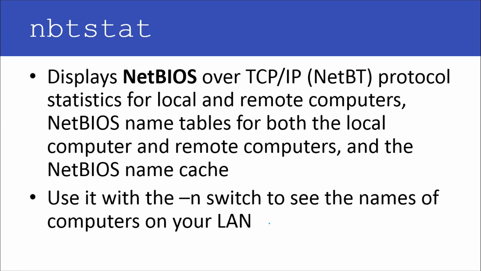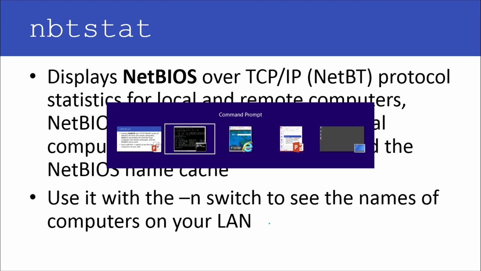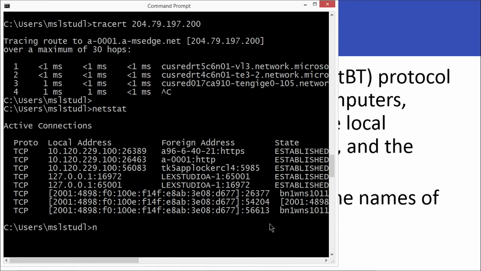NBTstat is a command that's going to display NetBIOS over TCP/IP statistics for local and remote computers, NetBIOS name tables, and then also the NetBIOS name cache. If you use it with the -n switch, rather separate it and type NBTstat space -n, then you can go ahead and see the names of all the computers on your local area network that you've communicated with. So if we head back over to the command prompt, let's try that out.